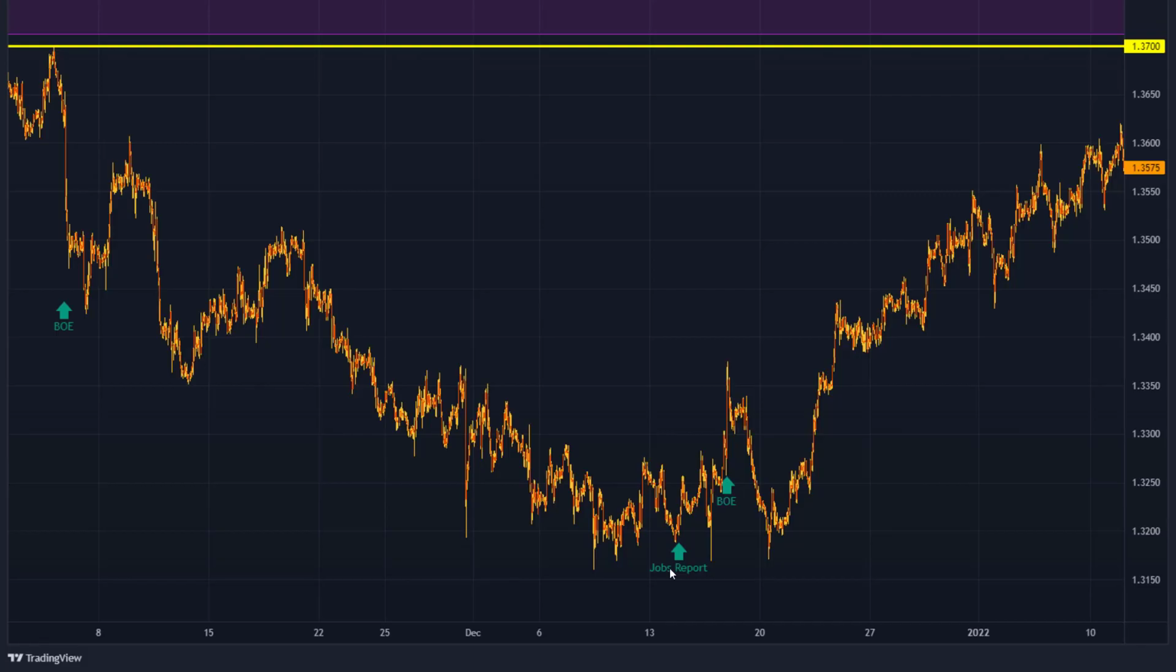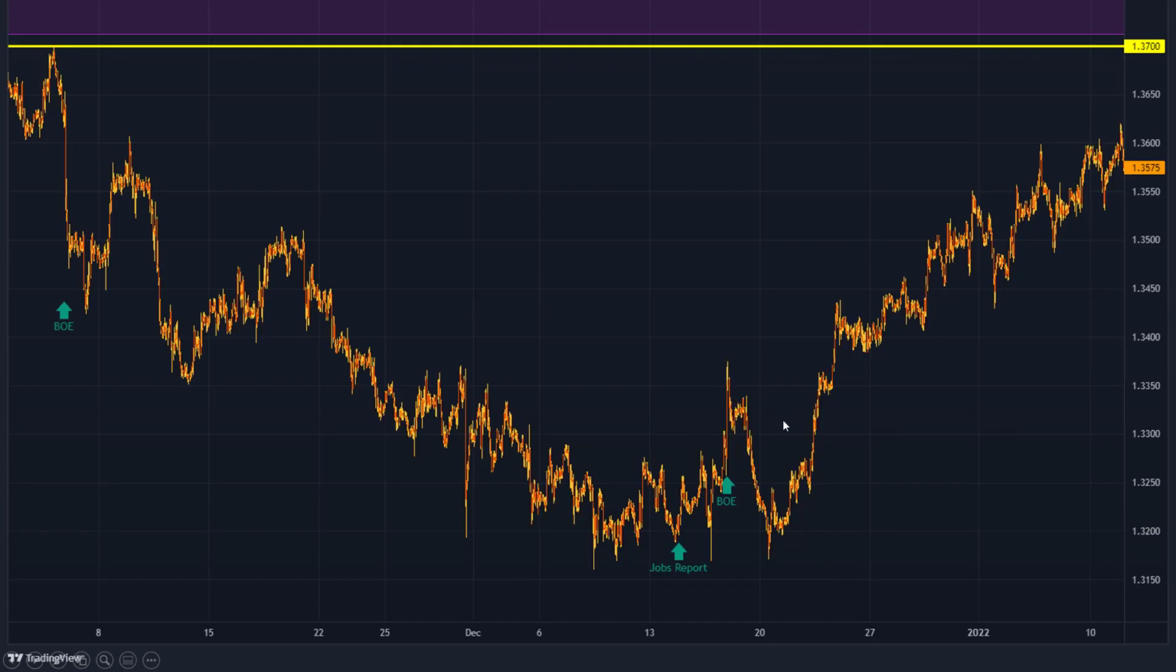Now, in this situation, everything pretty much lined up for a very nice trade. So you could have said, you know what, I'm going to keep the stop loss wide and I'm going to hold this trade into that Bank of England meeting. We had a bit of choppiness, but once we got to that meeting, we saw a further rally. Now, after that, we saw a decline.